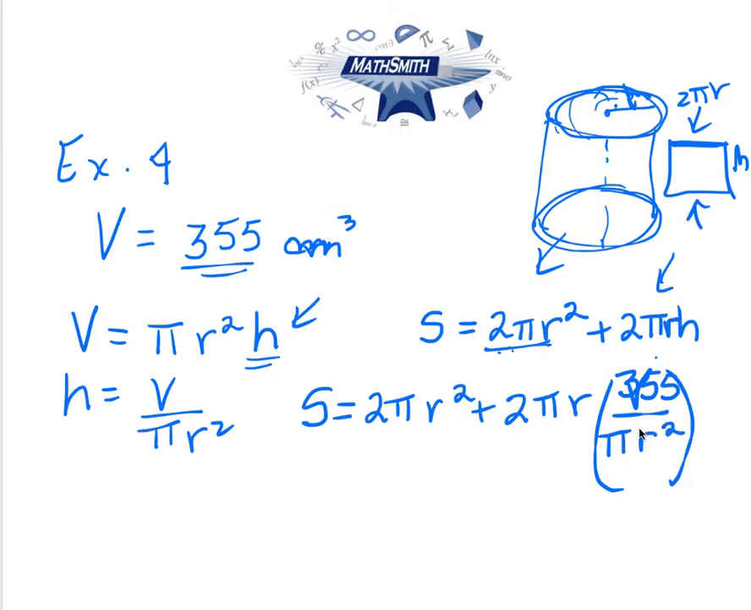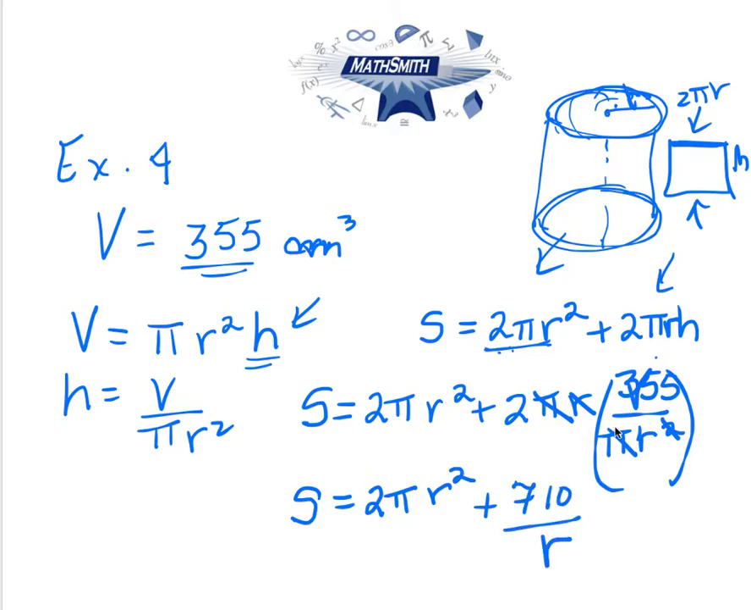All right, now we're just going to do a little bit of cleaning up on this side, and we're going to end up with S, surface area, equals 2 pi r squared. And then I can cancel out an r here, right? And the pi's go out, right? So I'm going to get 2 times 355, well, that's 710. And then I'm just left with r.